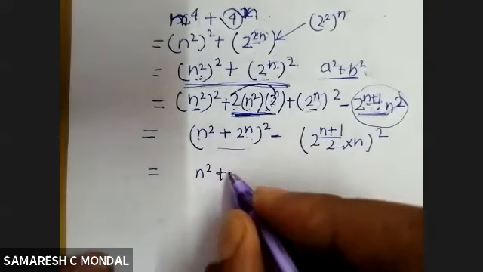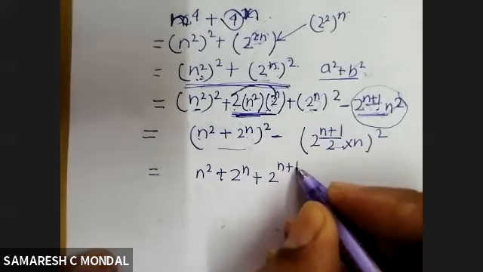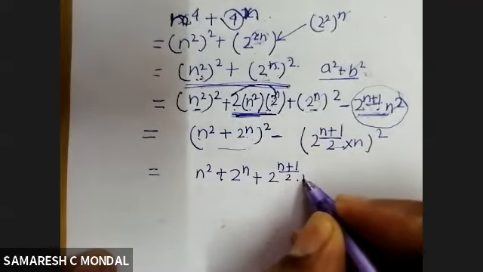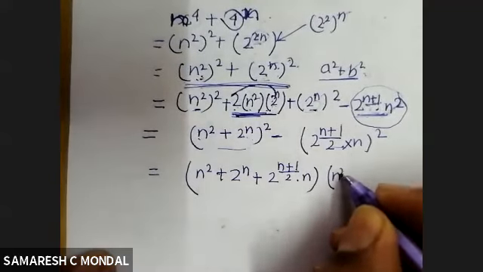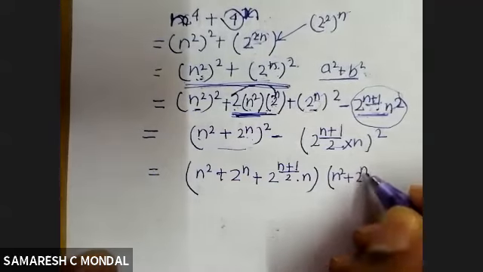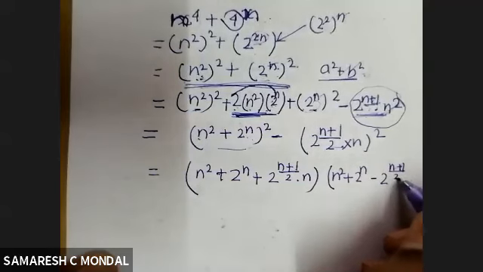So n square plus 2 to the power n plus 1 by 2 into n, isn't it? N square plus 2 to the power n minus 2 to the power n plus 1 by 2 into n.